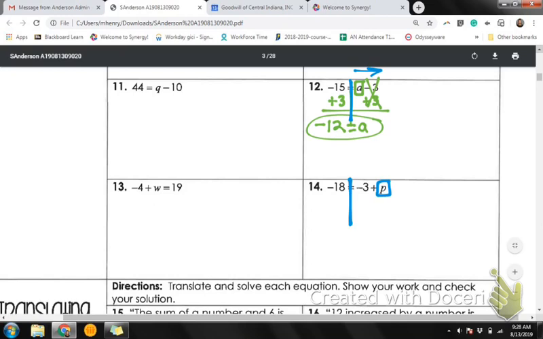Terry, are we going to get rid of the negative 3 or the negative 18? Get rid of negative 3. Why? Because it's on the right side. Because it's beside the variable. It's not always going to be just on the right side. Right. It's wherever the variable is. Yeah. And how do we get rid of a negative 3 there? Add 3. Good. Negative 18 plus 3. Negative 15. Questions about that?